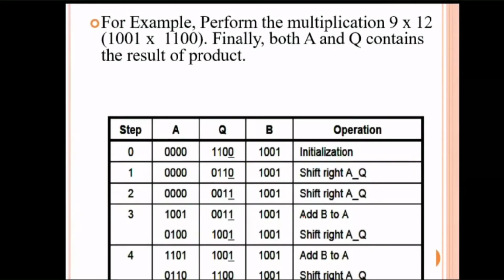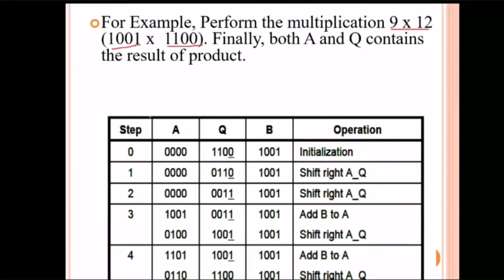First, for example, I want to multiply two numbers, 9 into 12. Both are positive numbers. So what is the value for 9? 1001, and for 12 in binary. For any multiplication or division, if they are giving the numbers in decimal, the first step you need to do is convert the number to binary. After this, we have to start with our procedure.